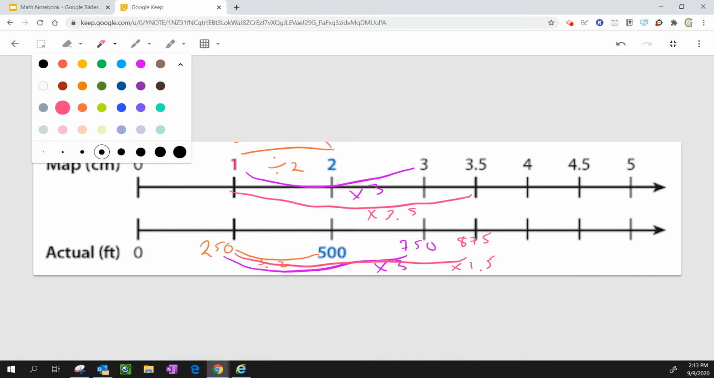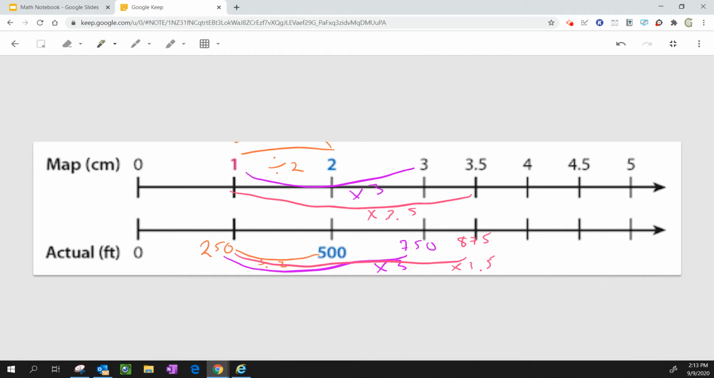Okay, welcome back. Let's check, see how you did. So for 4, we should have done 250 times 4, which is 1,000. For 4.5, we should have done 250 times 4.5, which is 1,125. And then for 5, we should have done 250 times 5, which is 1,250. Okay, so that was your idea there.